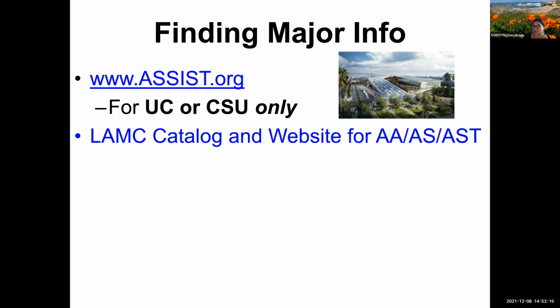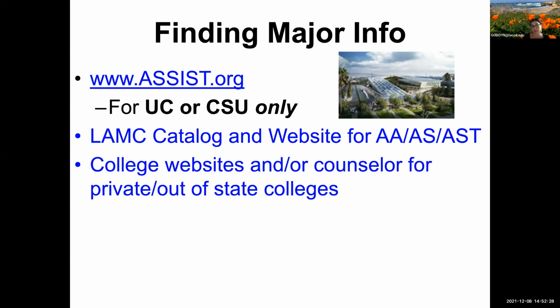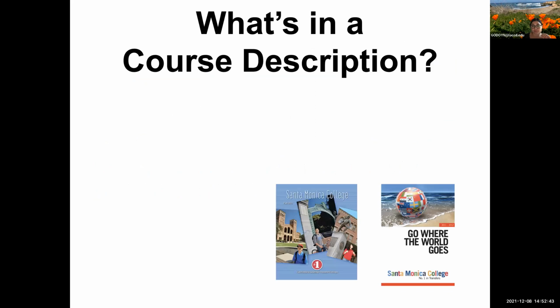If we're interested in an associate's degree from LA Mission, we're going to use the college catalog from LA Mission and the LA Mission College website, which there's a link on the instructions for the student educational plan. If we're interested in a private school or an out-of-state college, we're going to be using the college's websites from those specific universities. And we definitely want to meet with a counselor because it can be a little bit more tricky to figure out that information. Okay.